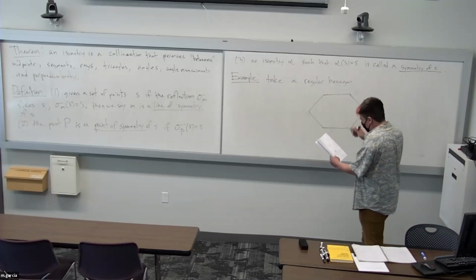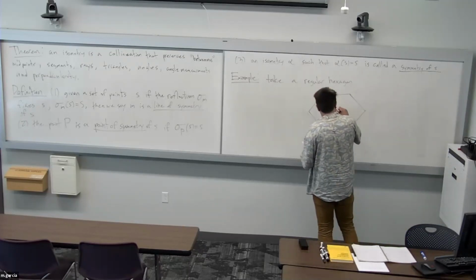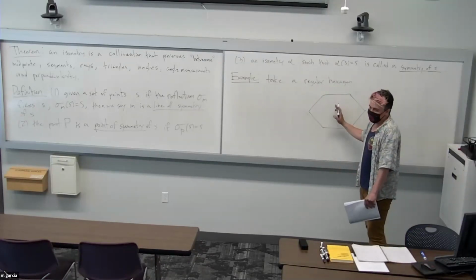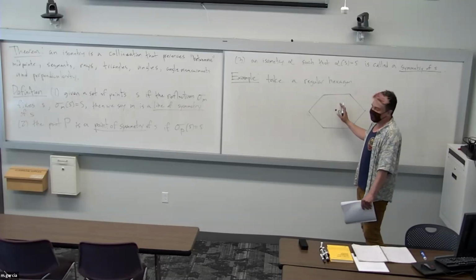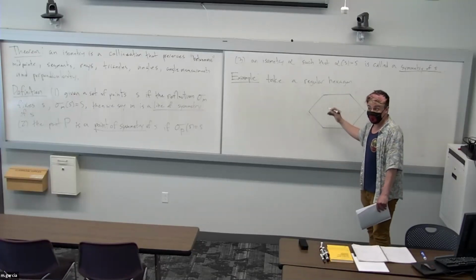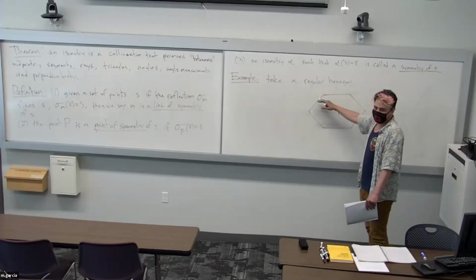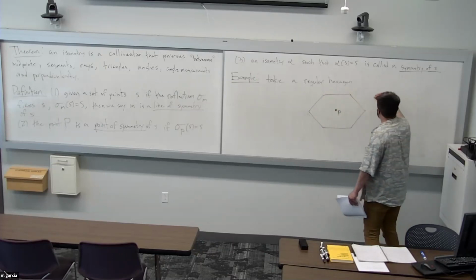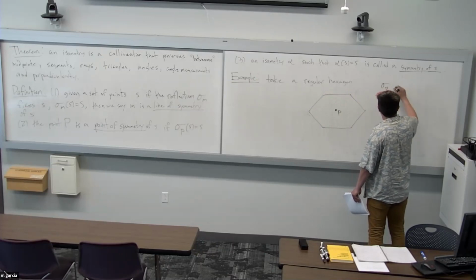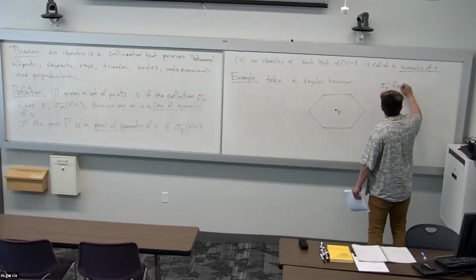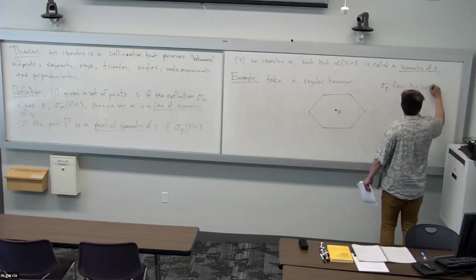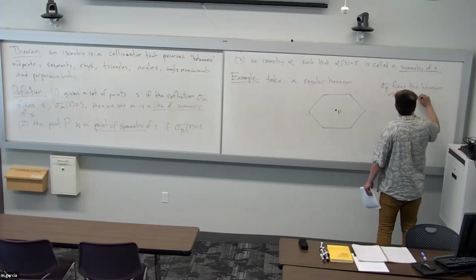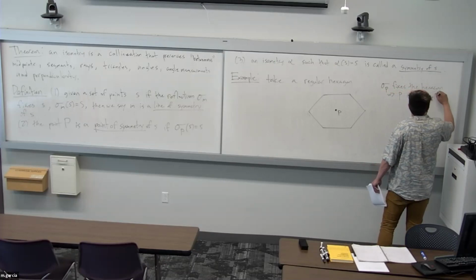Okay, so here's a point of symmetry, right? That is to say, the half turn around P fixes this hexagon. It doesn't fix it pointwise, but it takes it to itself. The image of this hexagon under sigma sub P, so sigma sub P fixes the hexagon. P is a point of symmetry.